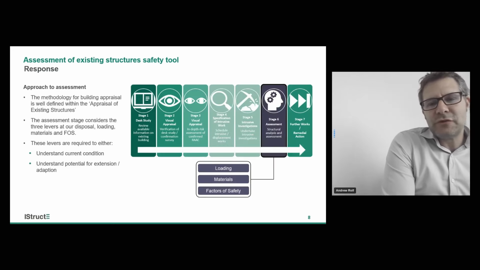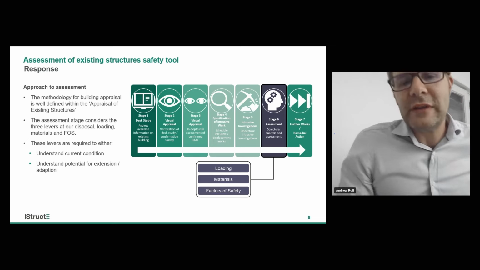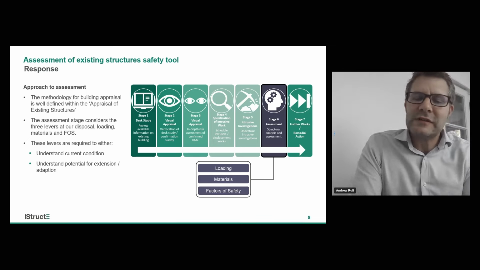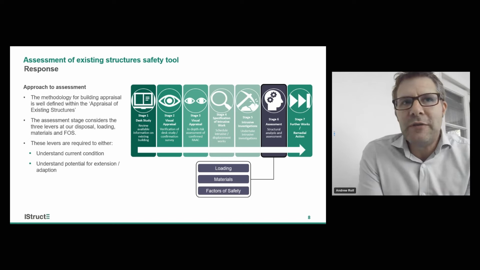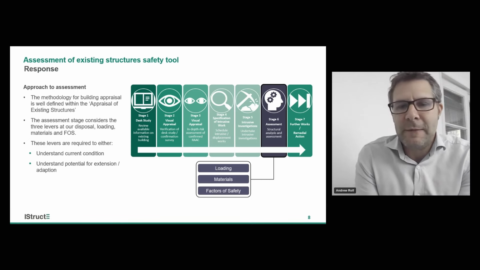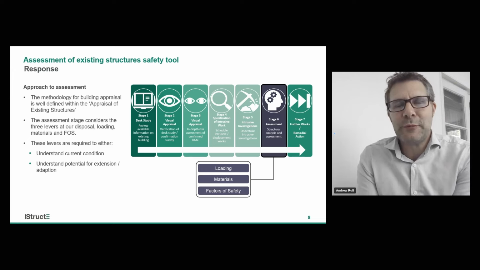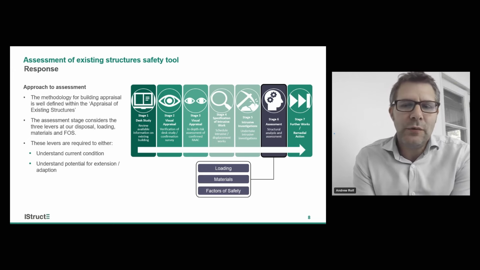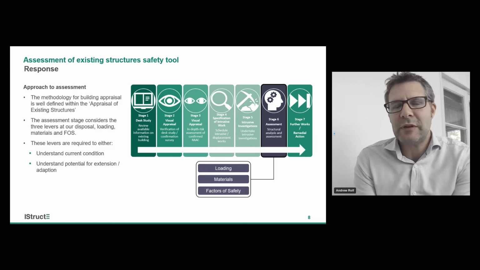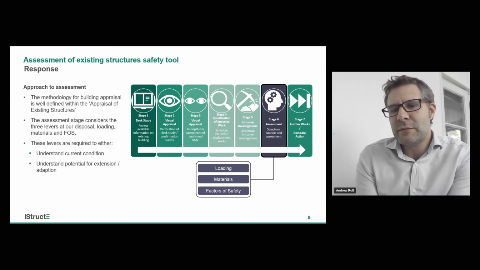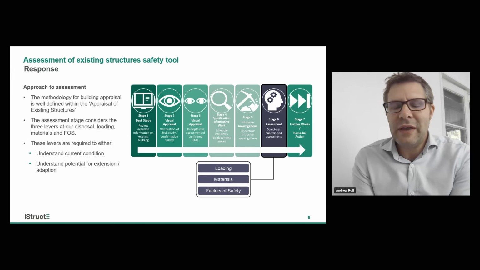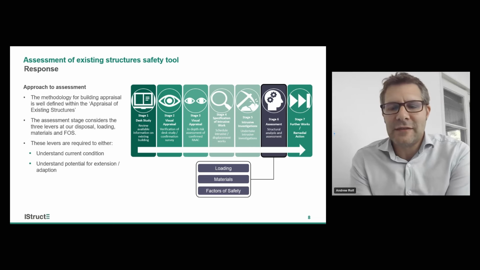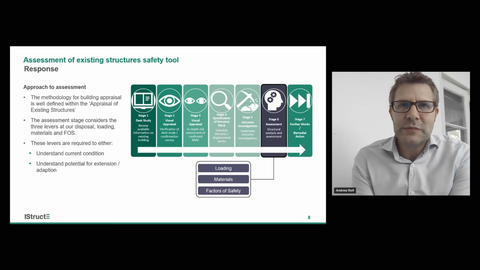So typically, I'm sure everyone is aware of the process for appraising existing buildings in line with the appraisal of existing structures. This is my very simplified diagram that I tend to put in most of my reports, and this breaks it down into a series of stages. And I think the tool itself really focuses on that assessment stage. So we've done everything else. We've done the desk studies and we've visually appraised the building, and we may have undertaken some intrusive works, and we may have tried to understand the constituent materials.